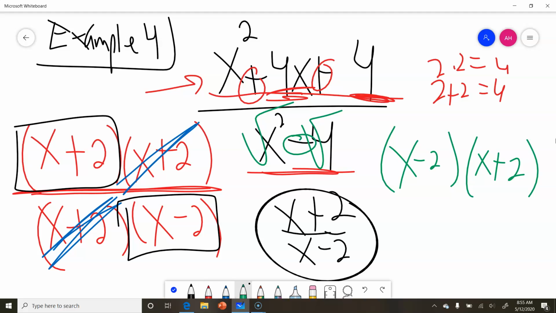Here's the thing, I cannot cross out the 2's or the x's. That is not allowed because it's a whole unit. So there is my final answer.